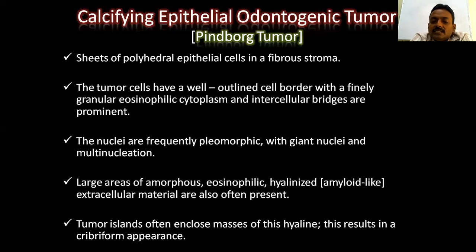Large areas of amorphous, eosinophilic, hyalinized extracellular material are also present here. The tumor islands are often enclosed by masses of this hyaline. This results in a cribriform appearance. So this has a characteristic cribriform or sieve-like appearance.